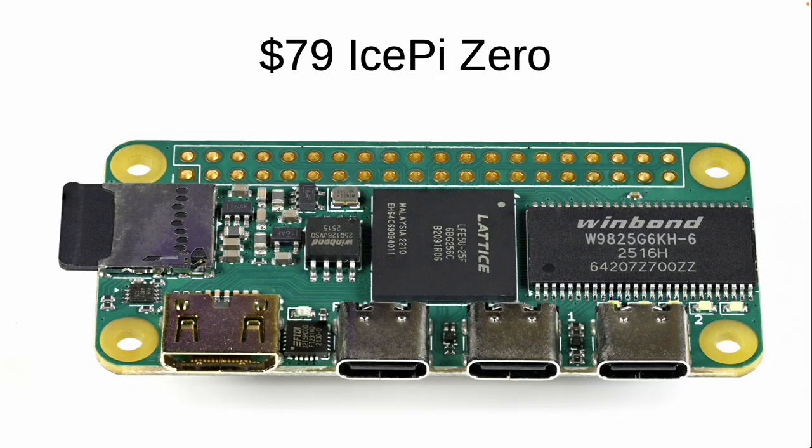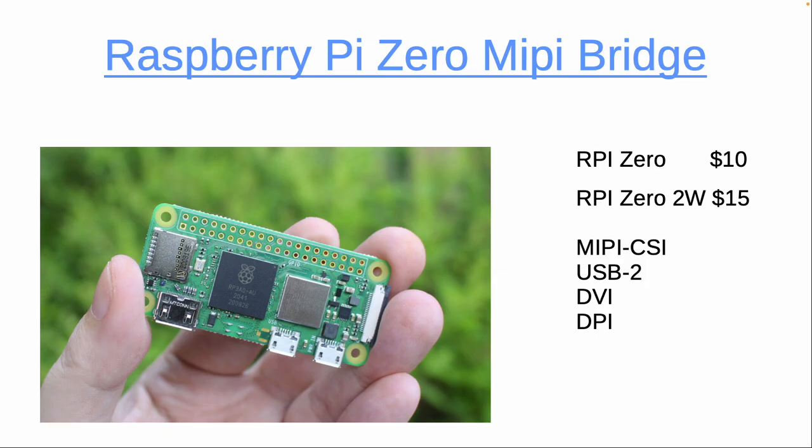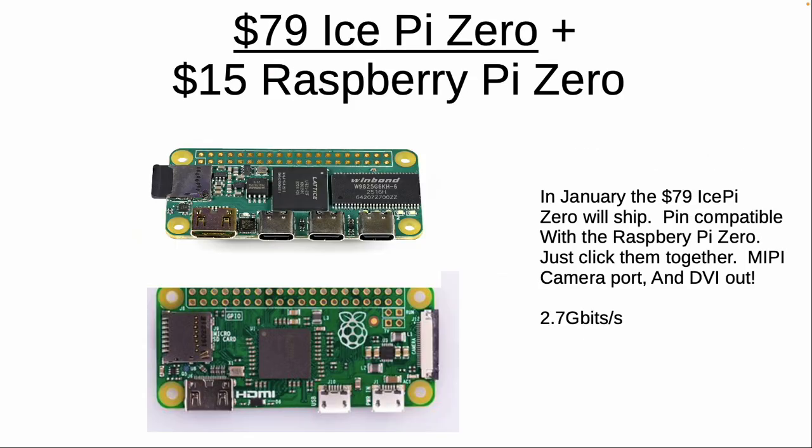The one I find most interesting is the iSPI 0. It includes a DVI port, and it also is Raspberry Pi compatible. So you can connect a Raspberry Pi Zero, $10 for a single core, or Raspberry Pi Zero 2W, $15. It has the FPC connector, it supports MIPI CSI, and then you can use a parallel DVI to communicate the video signal across the Raspberry Pi ports over to the iSPI 0.